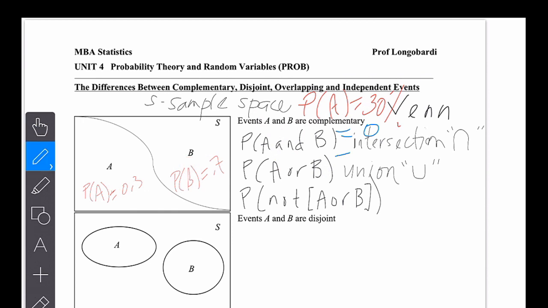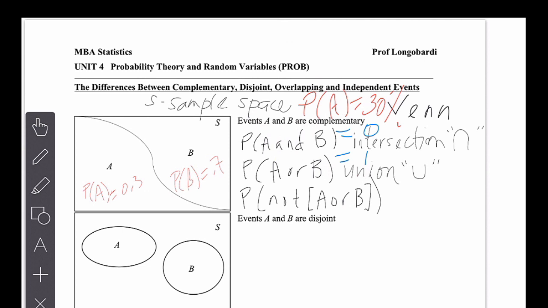Notice it doesn't matter what A was, what its chance of occurring was, or the chance of B occurring. If events are complementary, it's always going to be the case that the probability of A and B is 0, and the probability of A or B is 1.